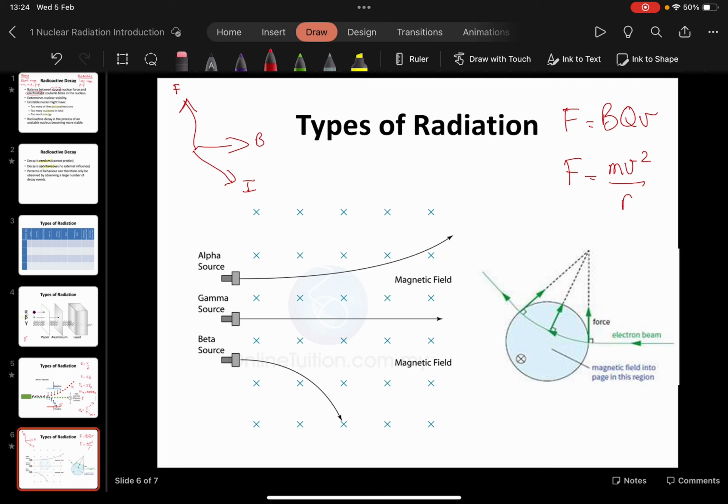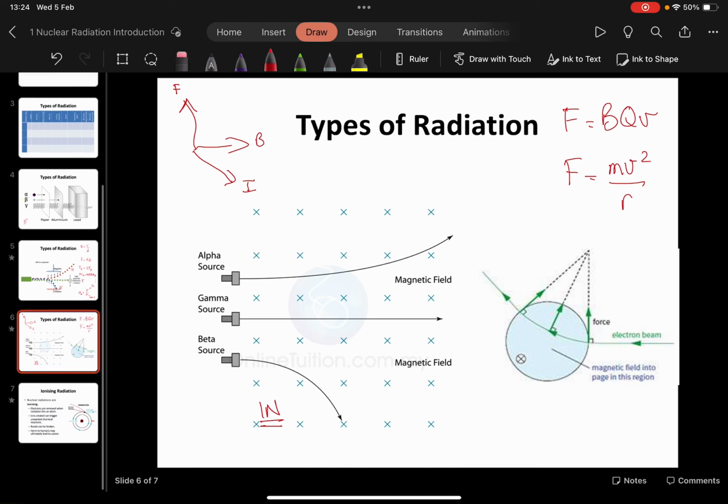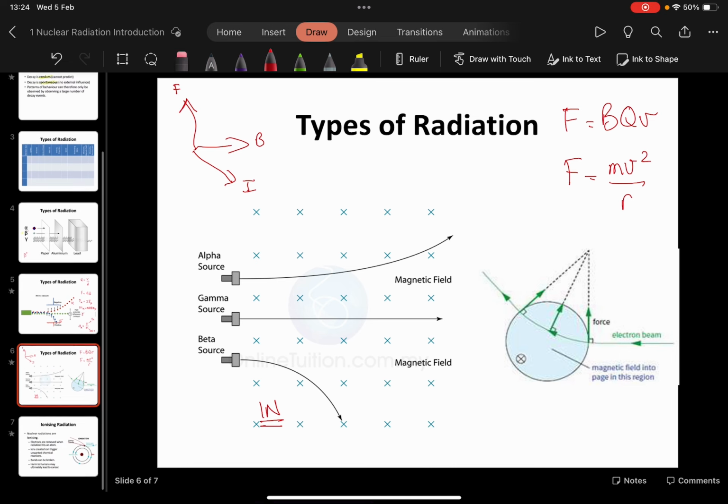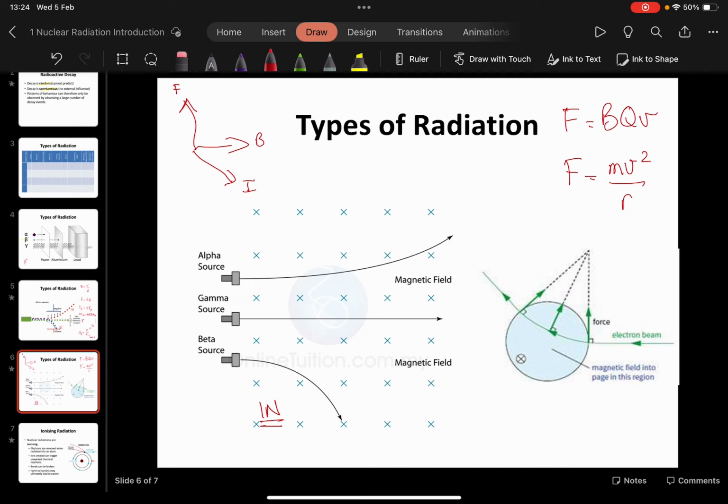We've got a magnetic field directed into the screen, or into the paper, and therefore there's an upward force on that alpha particle and a corresponding downward force on the beta particle. You can apply Fleming's left-hand rule to verify that for yourselves. So we know which particles are and are not affected by electric and magnetic fields.